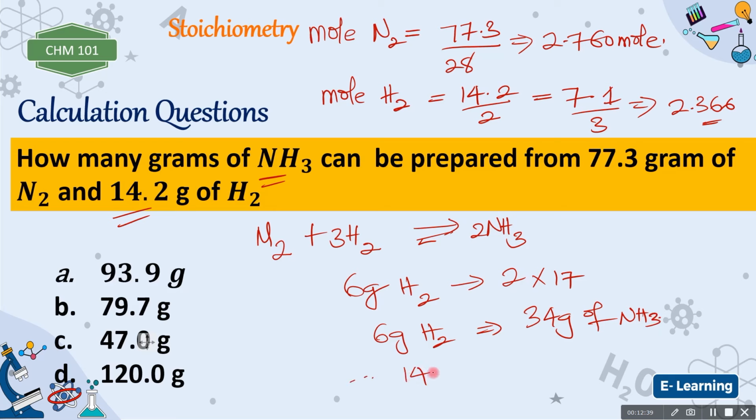Therefore, 14.2 grams of hydrogen will be equal to X. To get our X, it will be equal to 14.2 times 34 divided by 6, which gave us approximately 79.7, which is 80. So our X, I rushed this one, is 80.44, which if you want to choose any approximate answer here, it will be B. Alright, which is 79.7. So that's the answer to that question. We'll see in the next one. I'm going to solve this question again.